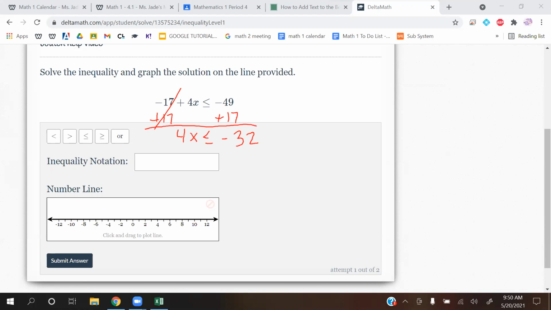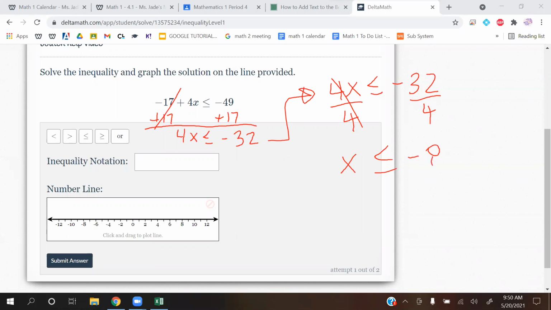And of course, if you need a calculator, like I almost did, feel free to use a calculator. Sometimes it's just early in the morning and your brain needs time to wake up, so it's okay to use a calculator. Okay, so I'm just gonna rewrite this over here so I don't block that box. All right, so now x is being multiplied by 4, so we get rid of that by dividing by 4. Those cancel out. X is less than or equal to negative 8.